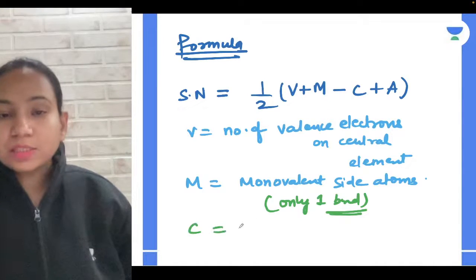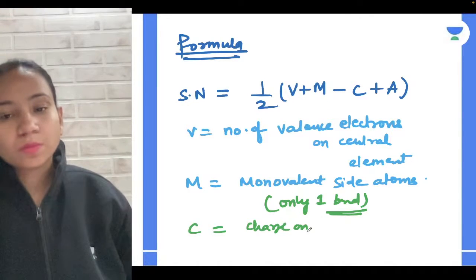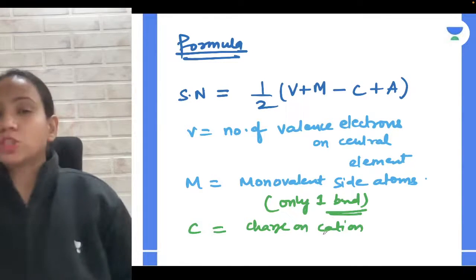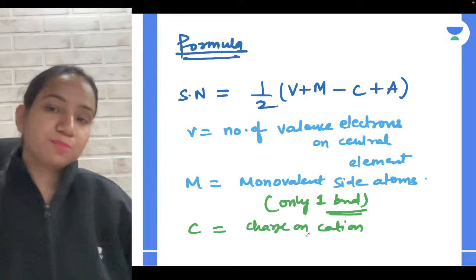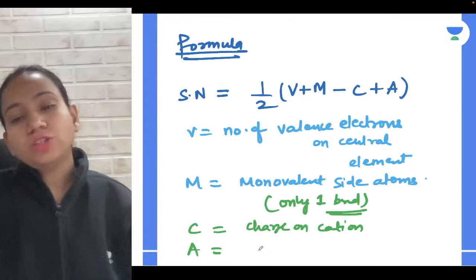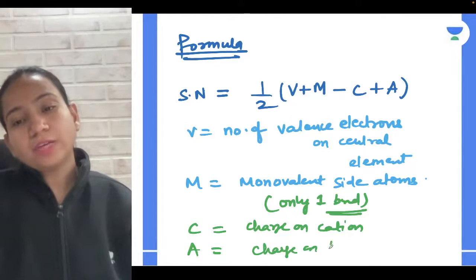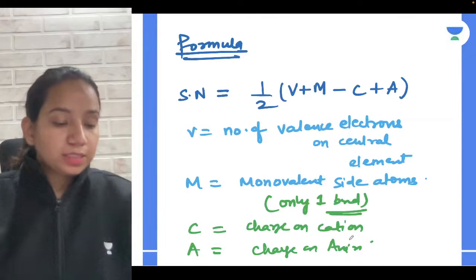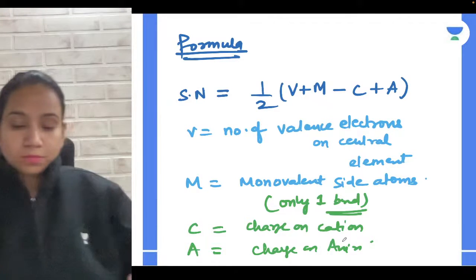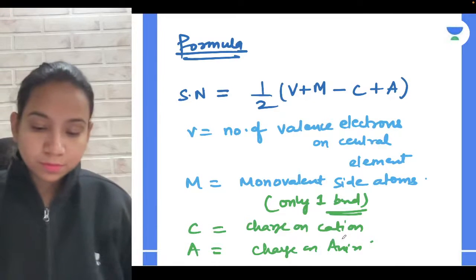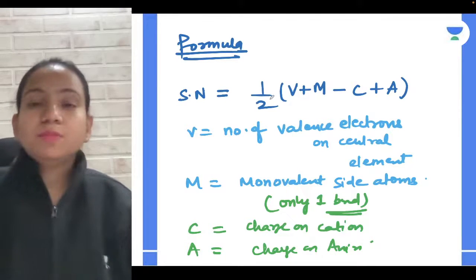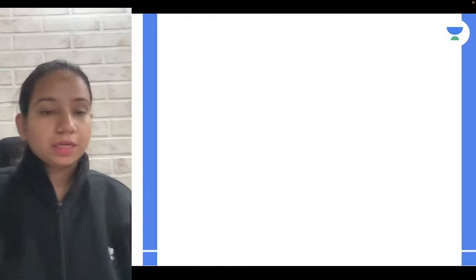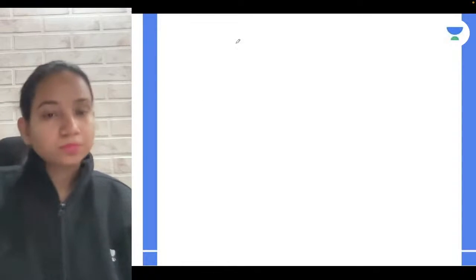Then what is C? C is the charge on cation. If you have any cationic part, like a positive charge, you will just subtract that. If there is any negative charge, you will just add. A is the charge on anion. I hope everyone is able to relate with it, guys. It's simple. So the formula is steric number equals half V plus M minus C plus A. How will we implement it? Let's understand that.